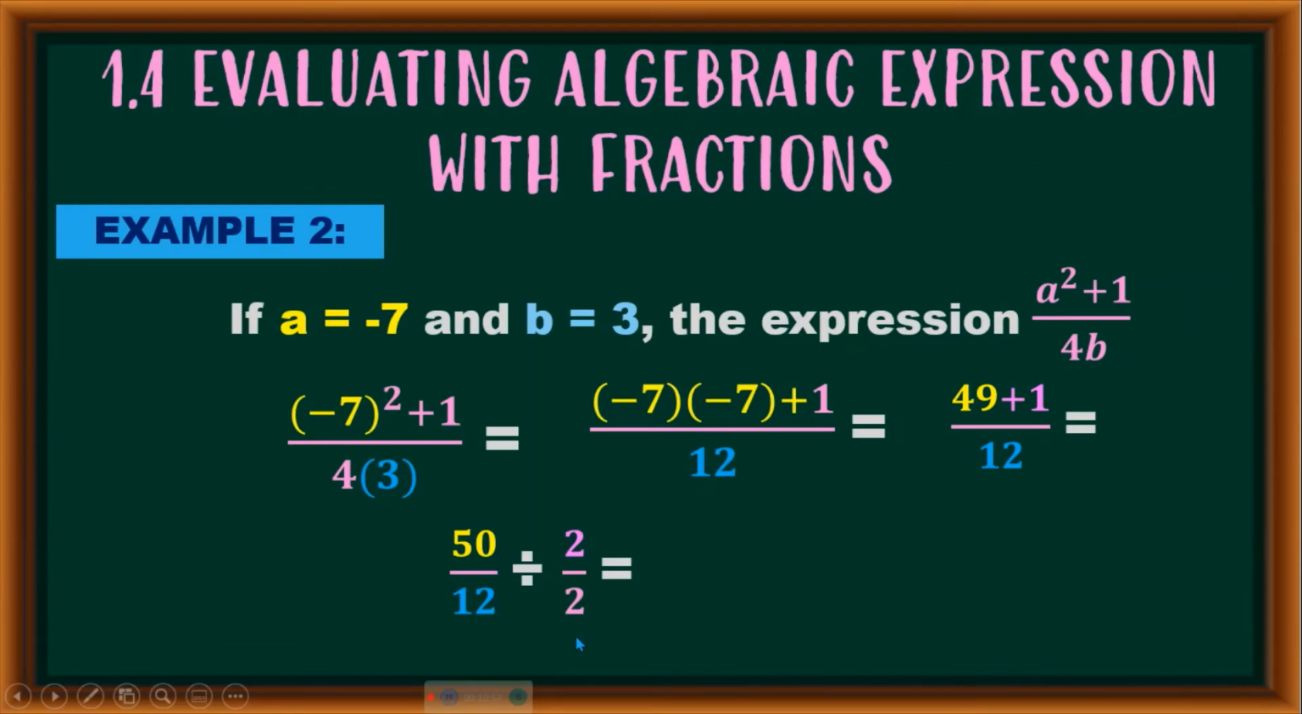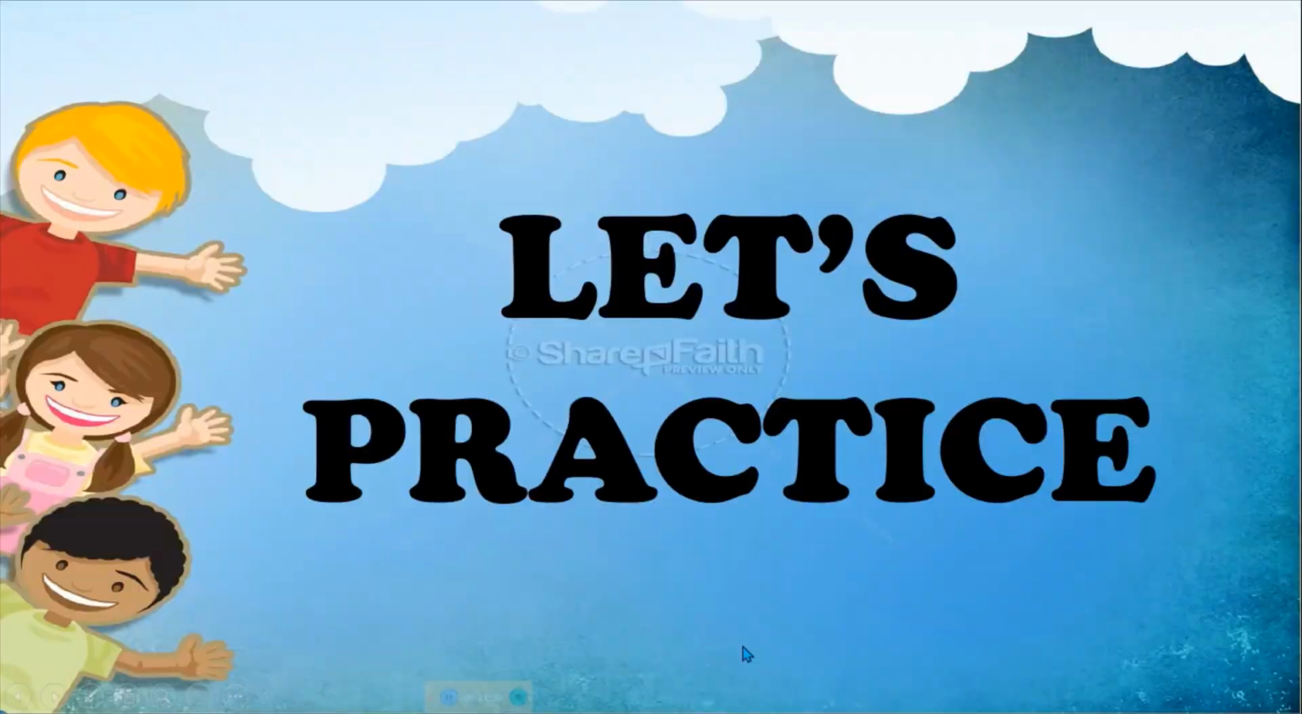And then get the lowest term. Ang common denominator nila, LCD nila is 2. 50 divided by 2 is 25. And then 12 divided by 2 is 6.